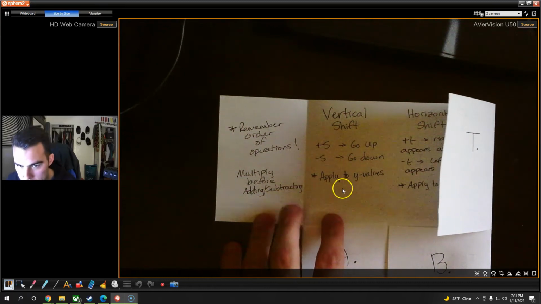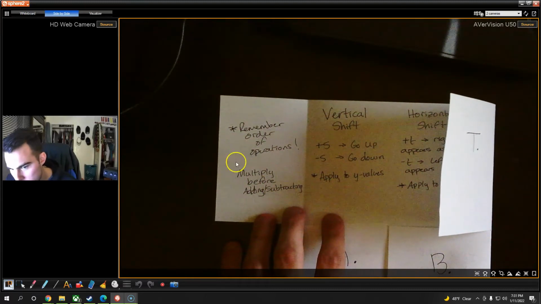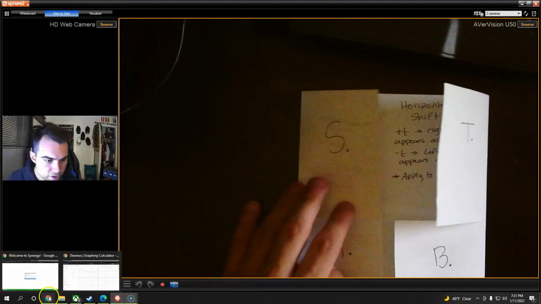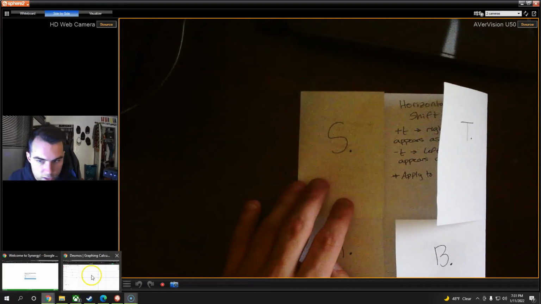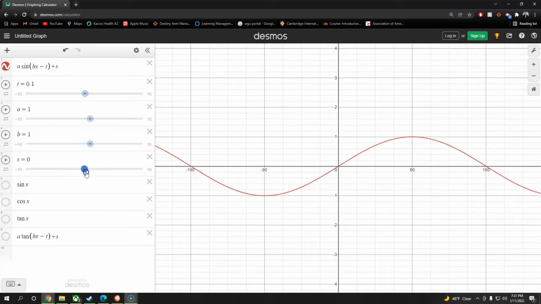One thing to keep in mind, though, is you might have multiple transformations going on at once. You need to remember PEMDAS, or order of operations. So multiply before adding and subtracting. If you have two things that are applying to your y values, then you want to do this second, right? This is your addition and subtraction. Let's go to the next ones. Well, if those are shifts, what do you think the other ones are going to be doing, right? So let's start with A.